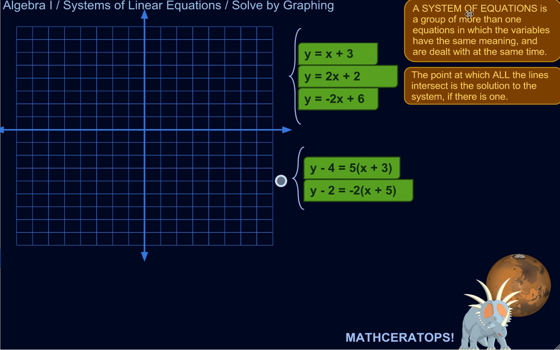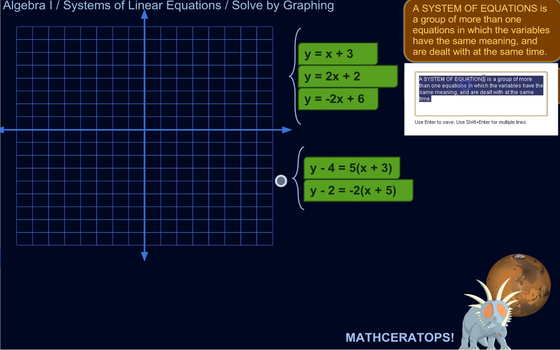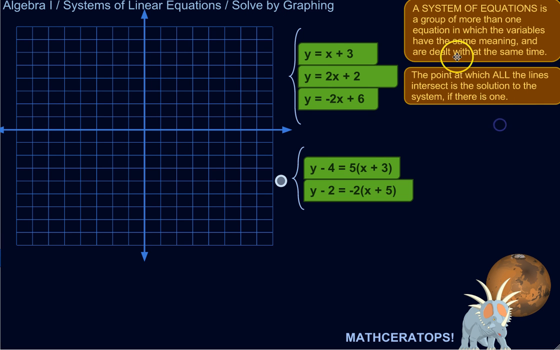It's a group of equations, more than one equation, in which the variables have the same meaning. So you deal with them at the same time. So this x, and this x, and this y. So this x and this x and this x would have all the same value. So if it's 7, they're all 7, for example. It's not, but this y and this y all mean the same thing. They would have the same value.